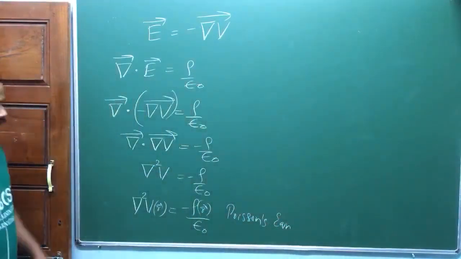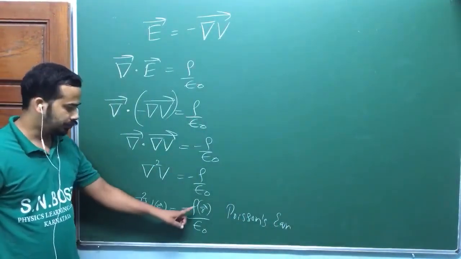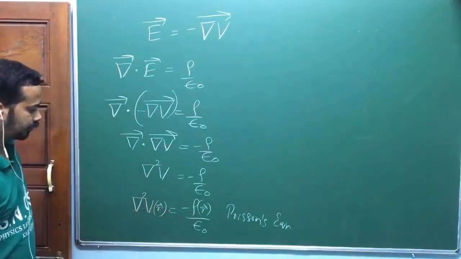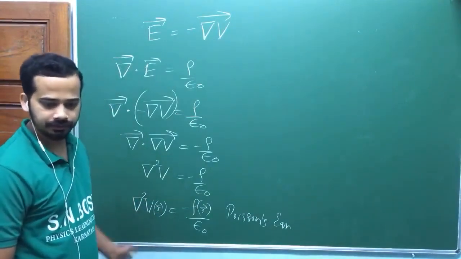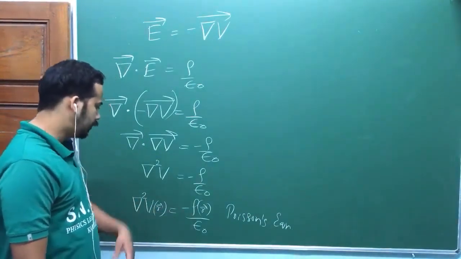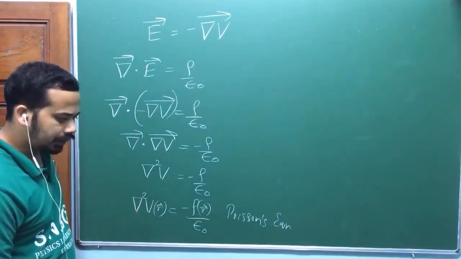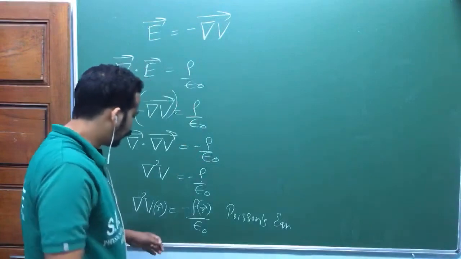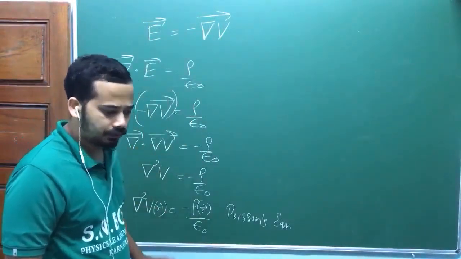So the Laplacian of potential at any point in space is equal to minus the charge density at that point in space divided by epsilon naught. This is actually a partial differential equation, isn't it? Poisson equation is a partial differential equation. Again, I think mathematically we can find a general solution, by taking potential at infinity, we can find a solution for this one.